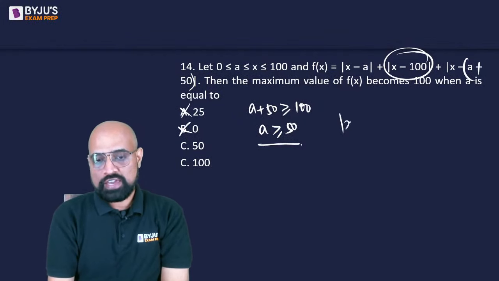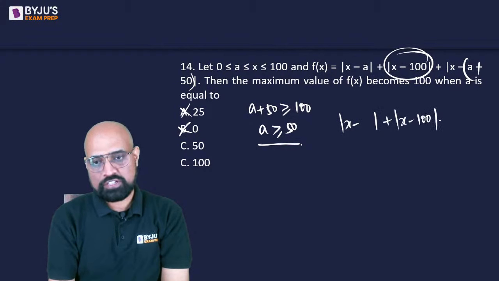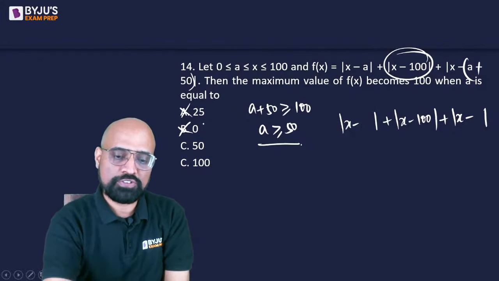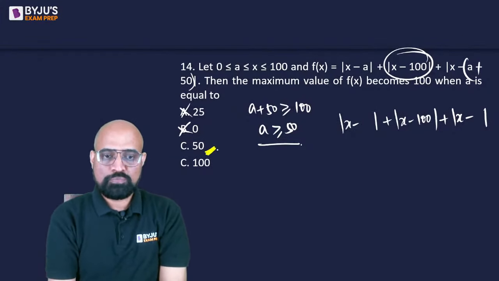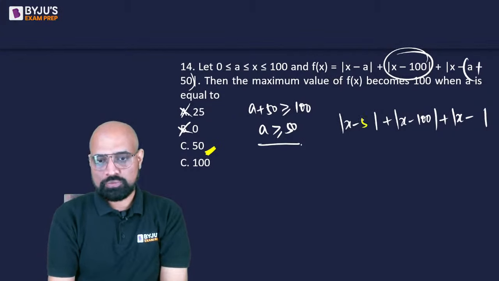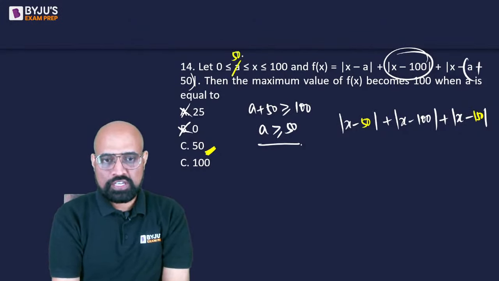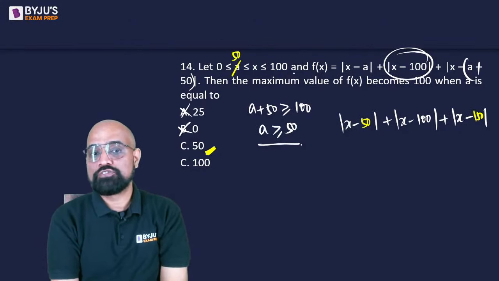So we have to put the value of a into x minus a, plus x minus 100, this is fixed, plus x minus a minus 50. So I'll put accordingly. Two options. I'll start with 50. If I put 50 over here, this is going to be 50, this is going to be 150. So if a is 50, x should take any value from 50 to 100.